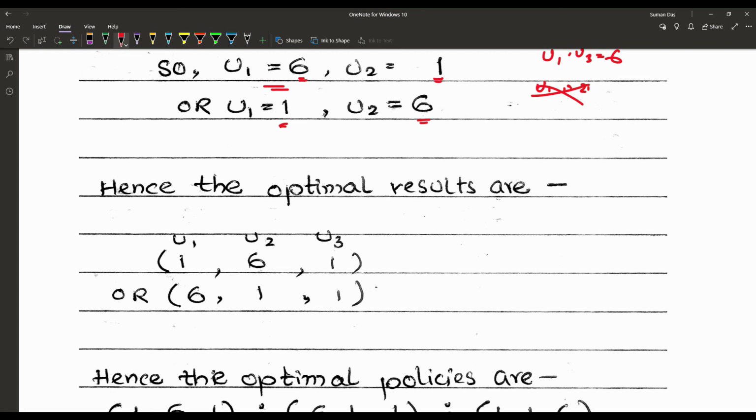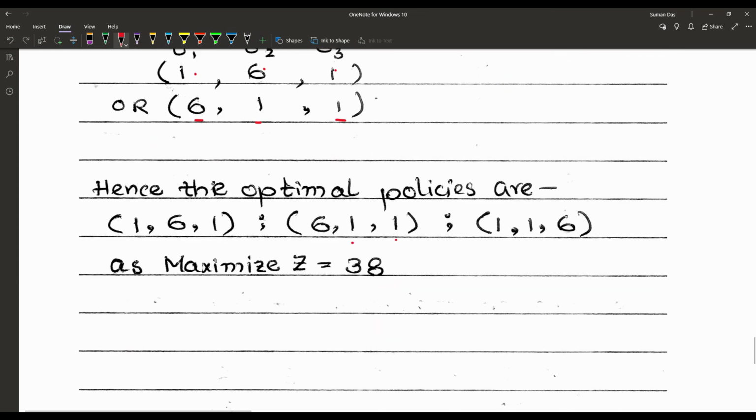That means it is possible when u1 is equal to 6, u2 is equal to 1, u3 is also equal to 1. So that is 6, 1, 1. Another way, when u1 is equal to 1, u2 is equal to 6, and by default u3 is 1 here. So another result is 1, 6, 1. Hence, the optimal policies are 161 or 611 or 116, and the maximized Z is equal to 38.